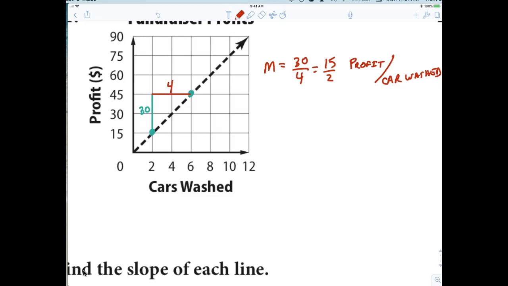All right? So let me explain this. So your slope really is $7.5 per car. $7.5 per car. Write that down. All right, that's kind of really important. Because what's 15 divided by 2? 7.5. So you're making what? $7.50 for every car that you wash.